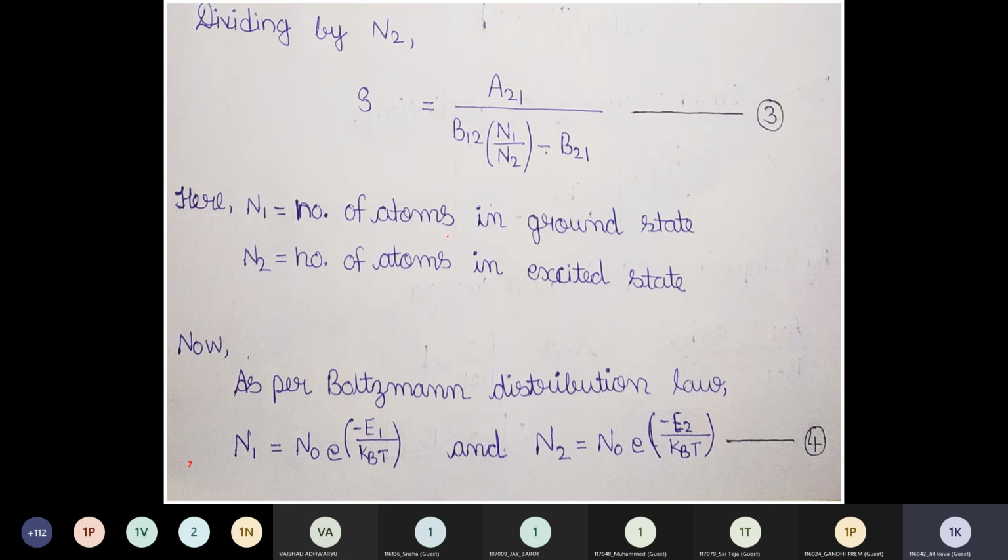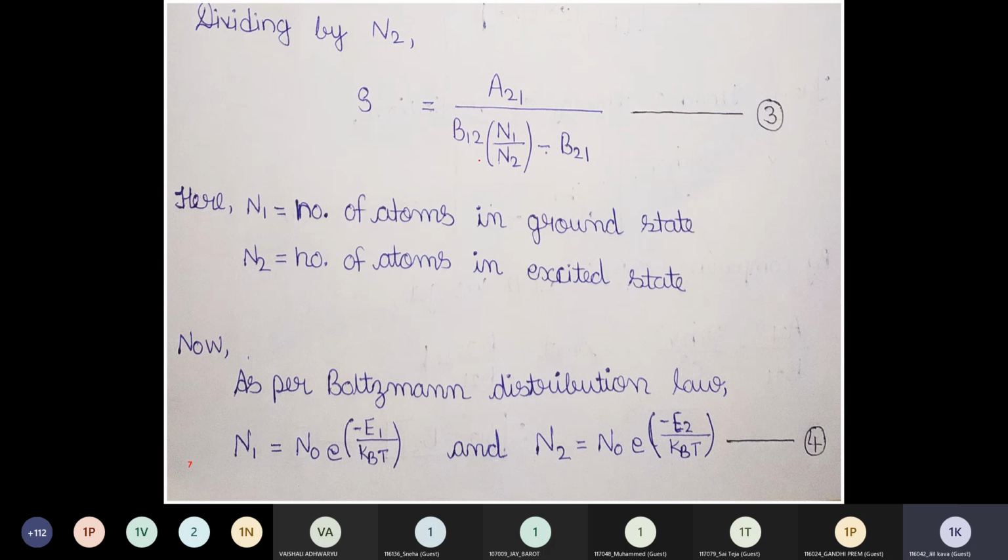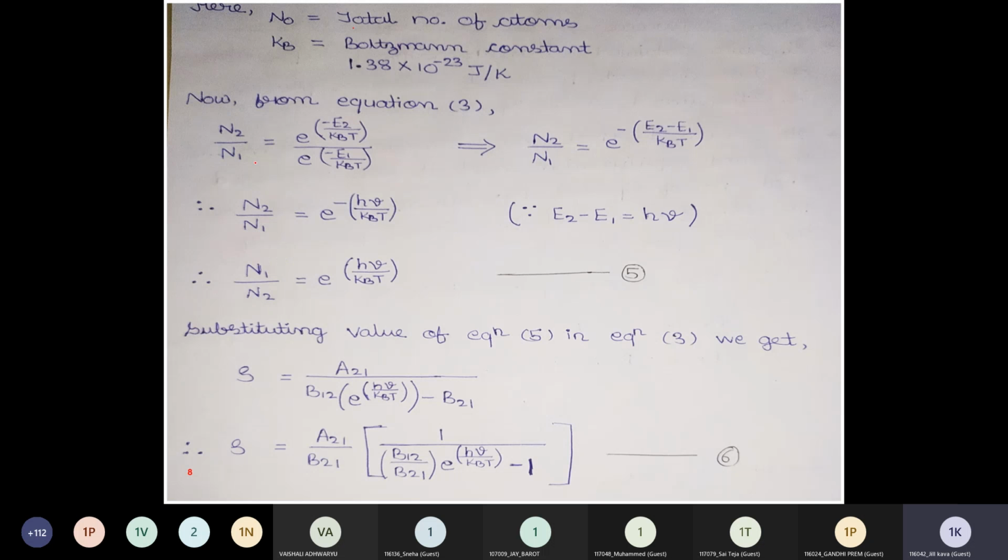Now here, what is N1? N1 is the number of atoms in the ground state, meaning the lower energy state, and N2 is the number of atoms in the excited state. As per the Boltzmann distribution law, the value of N1 is N0 e raised to minus E1 upon kBT, and N2 is N0 e raised to minus E2 upon kBT. N0 is the total number of atoms, and kB is the Boltzmann constant, whose value is 1.38 into 10 to the power minus 23 joule per Kelvin. Now we take the ratio N2 upon N1, because we have to use this ratio in this equation. So N2 upon N1 is equal to e raised to minus (E2 minus E1) upon kBT.